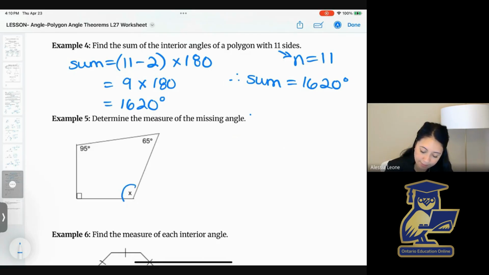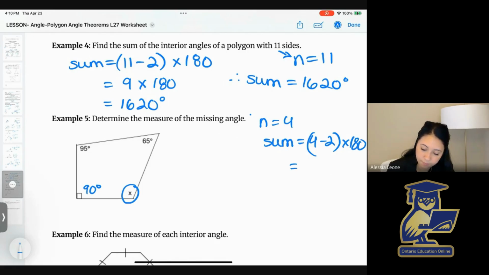Here it's asking to find x. So we know n is 4. This shape has 4 sides. So first, let's find the total of what all these angles should equal. So let's find our sum. What should it be? Using our formula. All right. So we know the total in this shape should be 360.